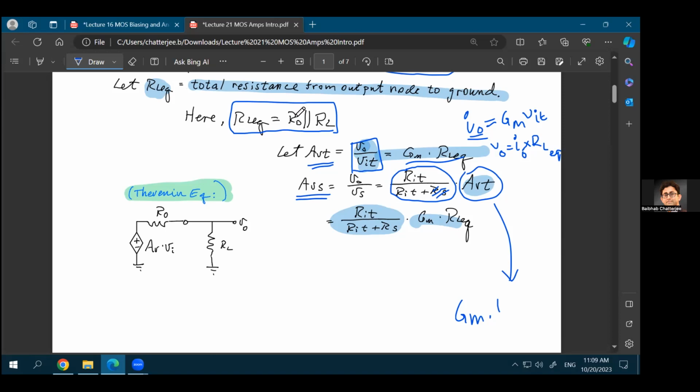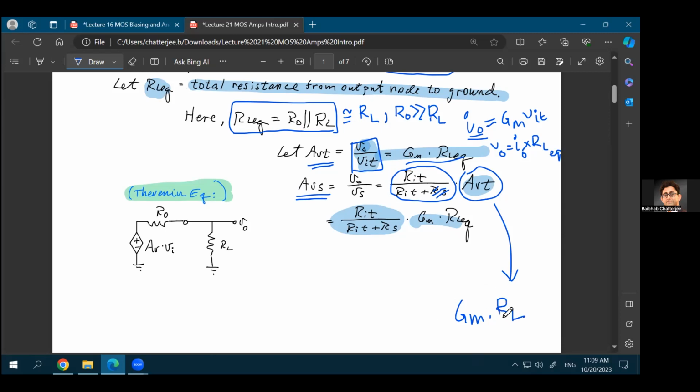If the output resistance RO of the transistor is much more than the load resistance that you have connected, then RO in parallel with RL will equivalently be only equal to RL. When RO is much larger than RL, the equivalent term will effectively be equal to RL. So your gain will be equal to GM times RL.